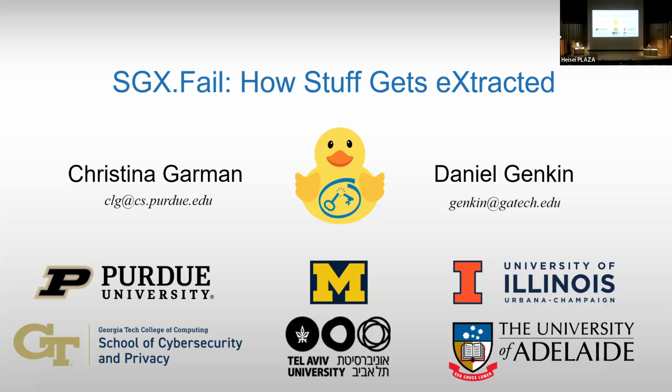All right. Thanks, Dan, for the introduction. My name is Daniel Genkin, and this is Christina Garman. And the title of our talk is SGX Fail, How Stuff Gets Extracted. And this is a big shout out to all of our collaborators from many places. And I won't read their names because otherwise we would simply run out of time.